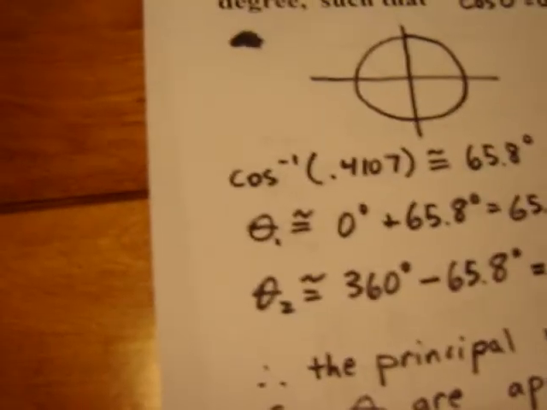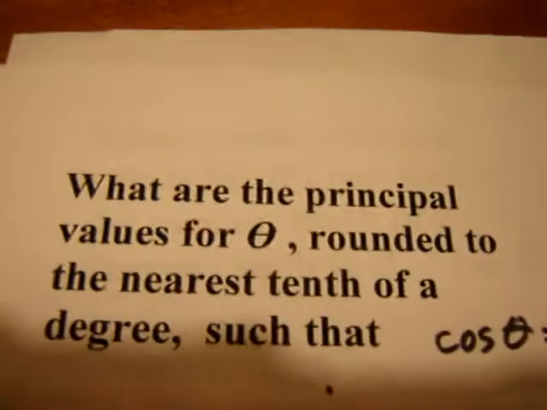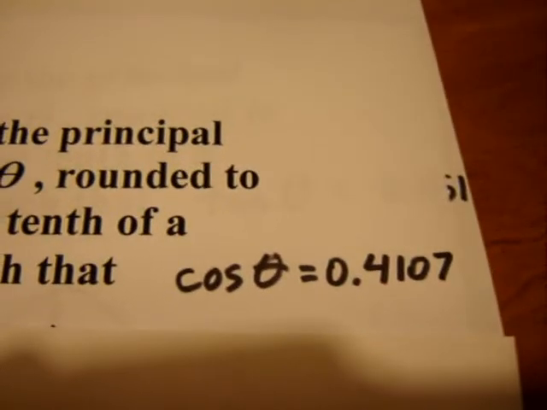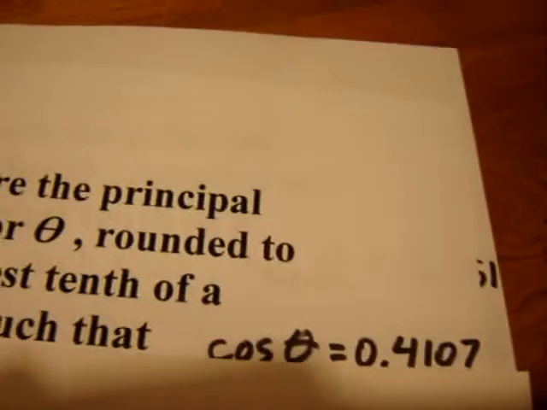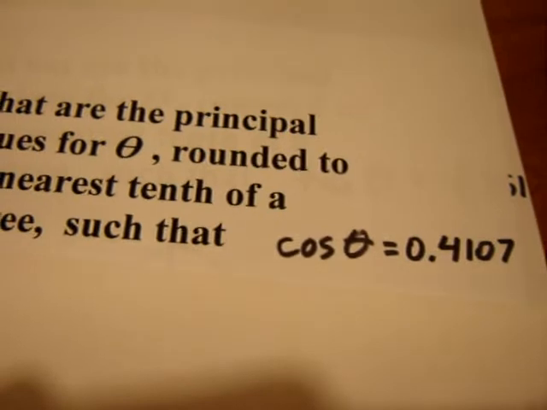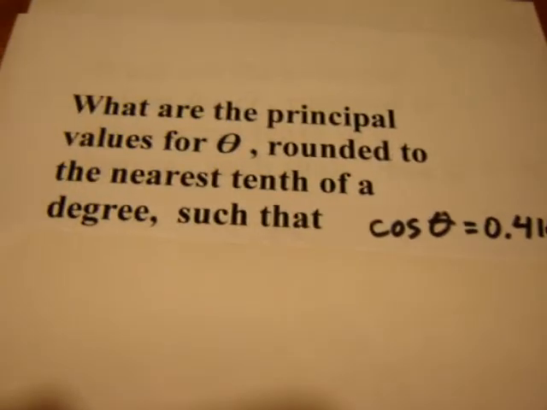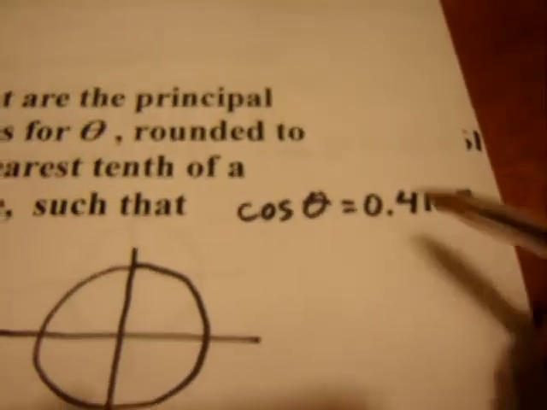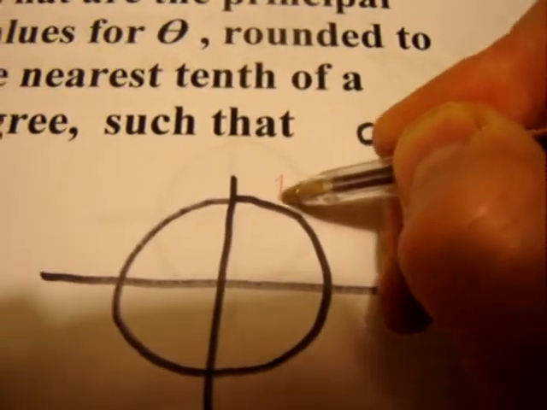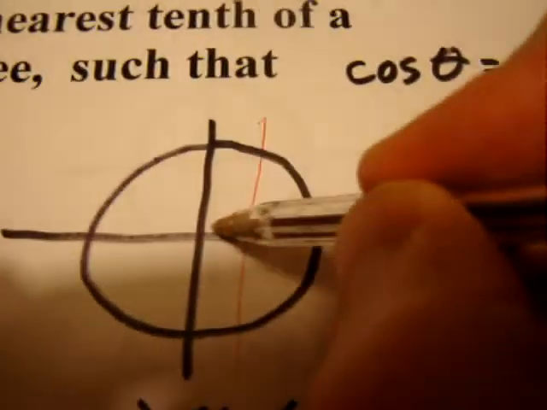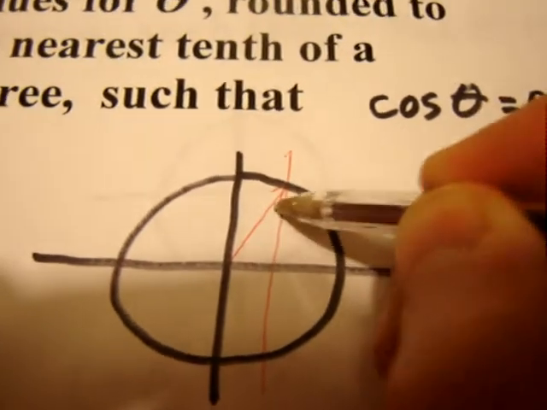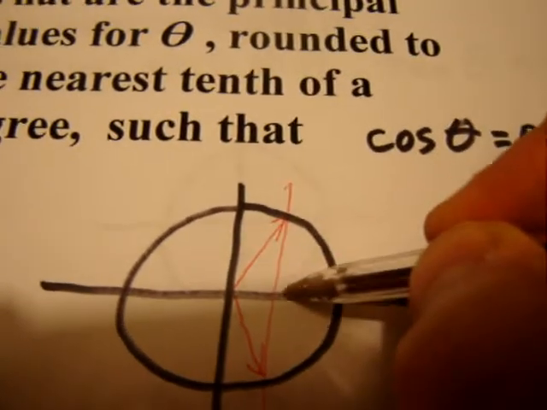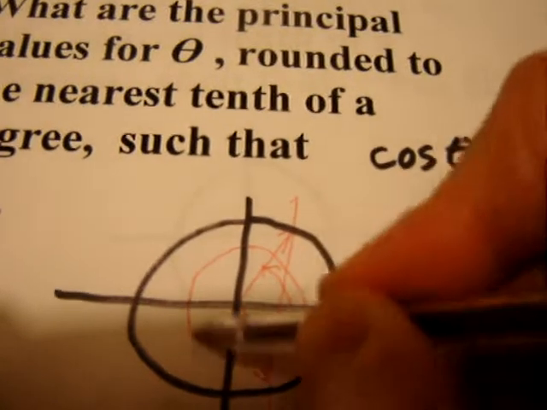Okay, let's try another question. This time we'll do a question involving cos theta. What are the principal values for theta rounded to the nearest tenth of a degree such that cos theta equals 0.4107? Well, we know that cos theta represents the x-coordinate on the circumference of the unit circle. So we draw the line x equals 0.4107. That's a vertical line right about here. And we see that one of our angles is here and one of our angles is here. So we're going to look for this angle and this angle.